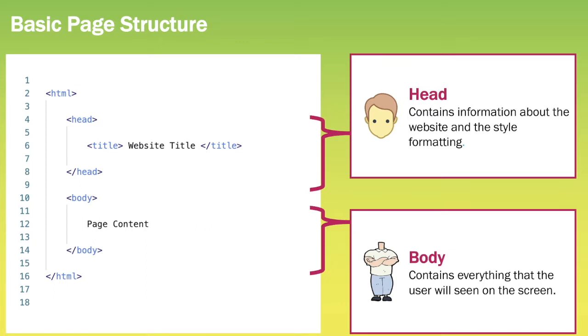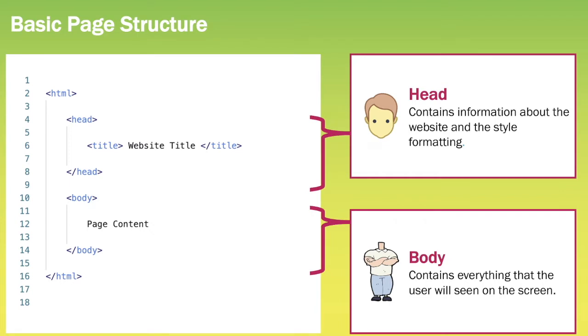Within the HTML tag we have a head tag. This contains the information about the website or the web page and the styling and formatting. For example, the title, internal CSS, or link to an external CSS file. The body tag contains everything that the user will see on the screen. The headings, the images, the paragraphs, the videos, etc.